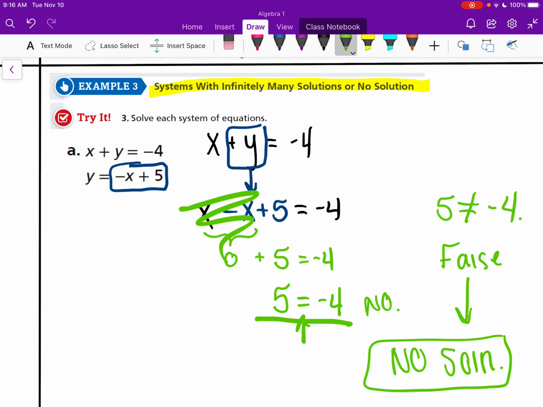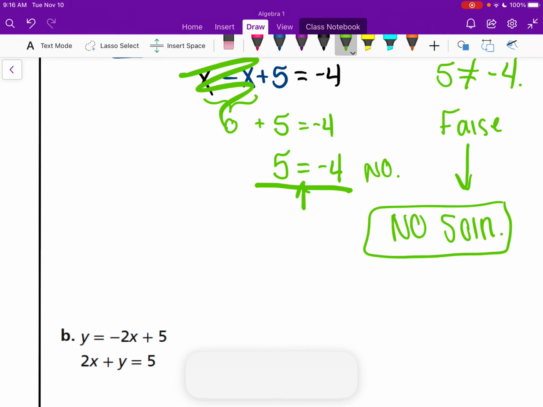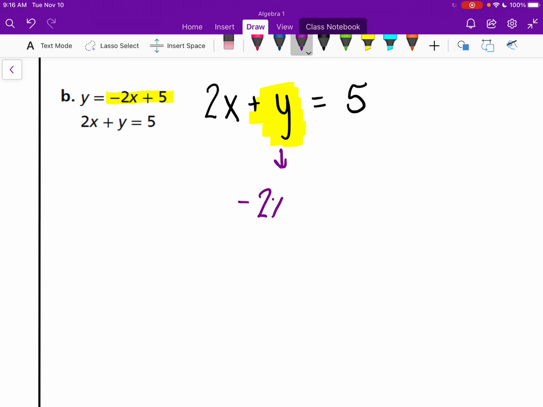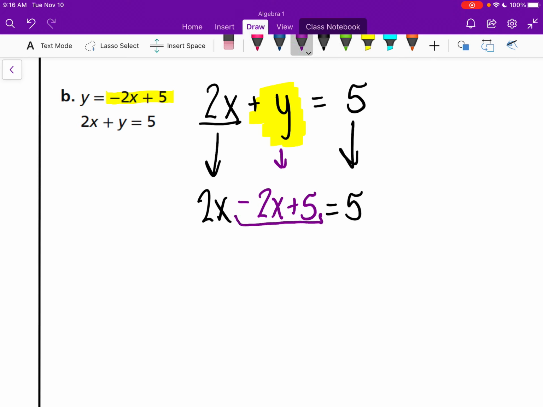Let's try part B. y equals negative 2x plus 5, and we have 2x plus y equals 5. We were just told that y is equivalent to negative 2x plus 5. So where I see a y, I want to replace that with negative 2x plus 5. And I'll bring down the rest of my equation. 2x plus negative 2x plus 5 equals 5. So I've done that replacement. This is now replacing the y. Let's solve this.